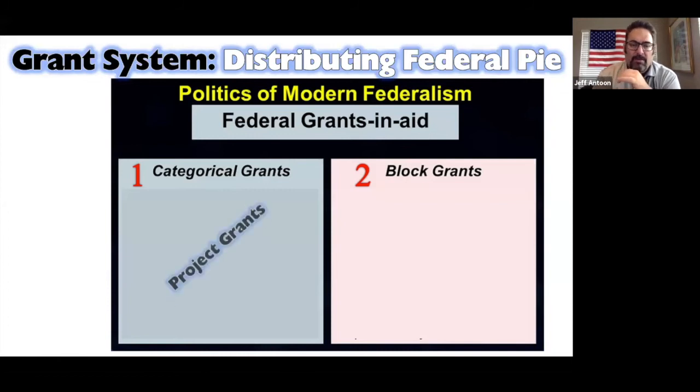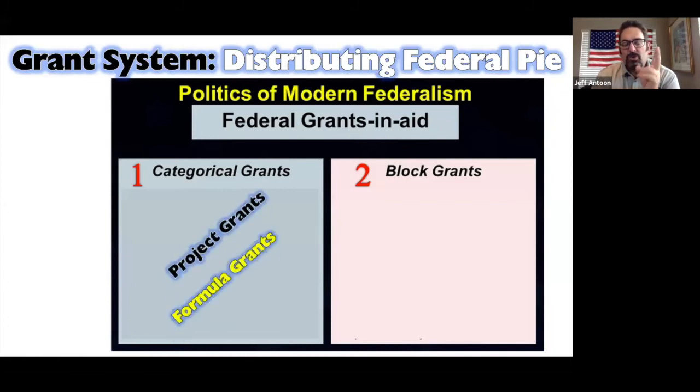And underneath categorical, there's two types of it. I'm sorry, categorical and block. And then underneath categorical, it's project and formula. Okay? And we're going to talk about these as we move forward.